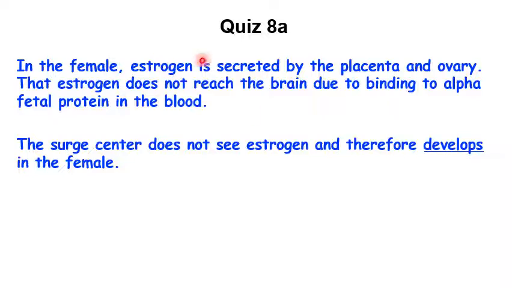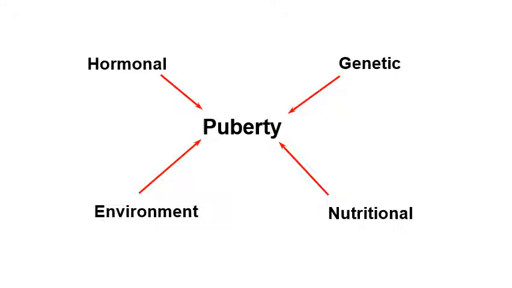We also have now in the female, estrogen is secreted by the placenta and the ovary. That estrogen does not reach the brain due to the binding to the alpha fetoprotein in the brain. The surge center does not see estrogen and therefore develops in the female animal. These are the factors that are related to the onset of puberty in male and female animals.